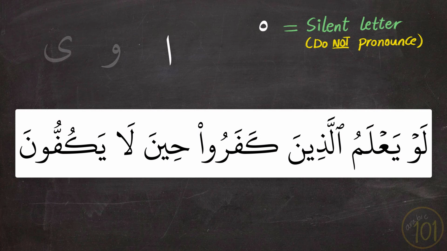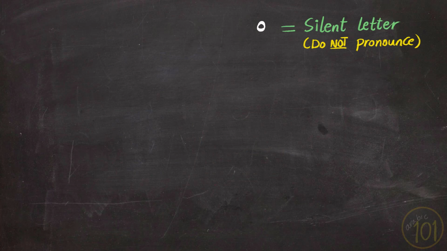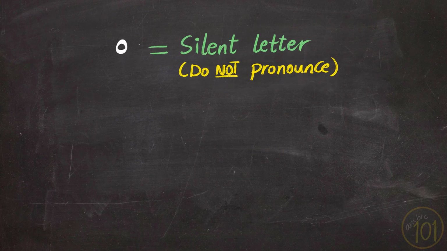Here it comes at the end of the word, and this is actually a very common thing in the Quran, that you see an alif at the end of the word that is not pronounced. And here, kafaru ends with an alif, but you will not pronounce it. You will not say kafaruwa. That is not correct. So this symbol means that the letter will not be pronounced.